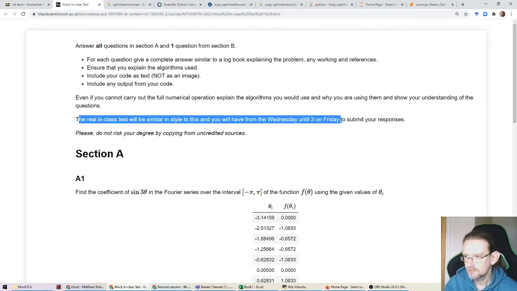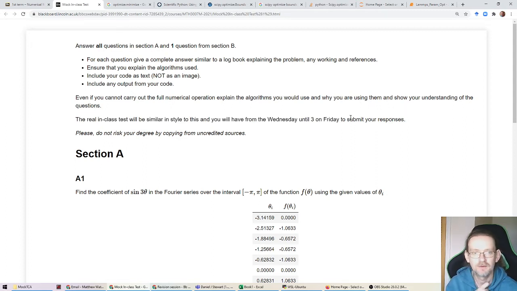So this is the practice one. We've got 2 hours now on the Friday session. I'm going to work through it. In next week's one, it will be set at this time on Wednesday, and then you'll be expected to submit by 3 o'clock on Friday.